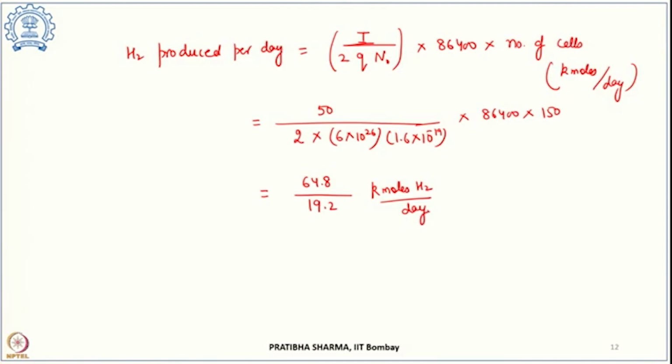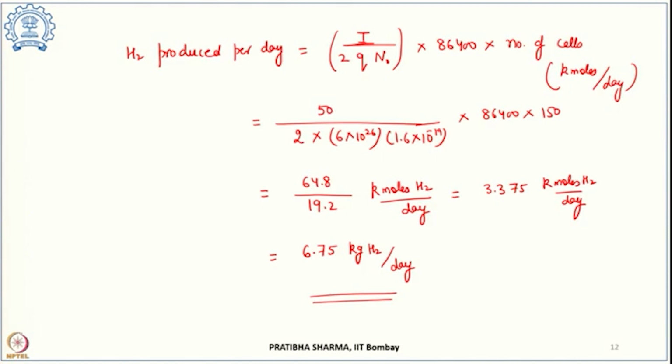Now, we can convert it into kg per day also. So, this value is 3.375 and we can convert it into kg of hydrogen being produced per day as 6.75 kg of hydrogen being produced per day. So, this much is the hydrogen produced per day by connecting these 150 electrolytic cells in series.